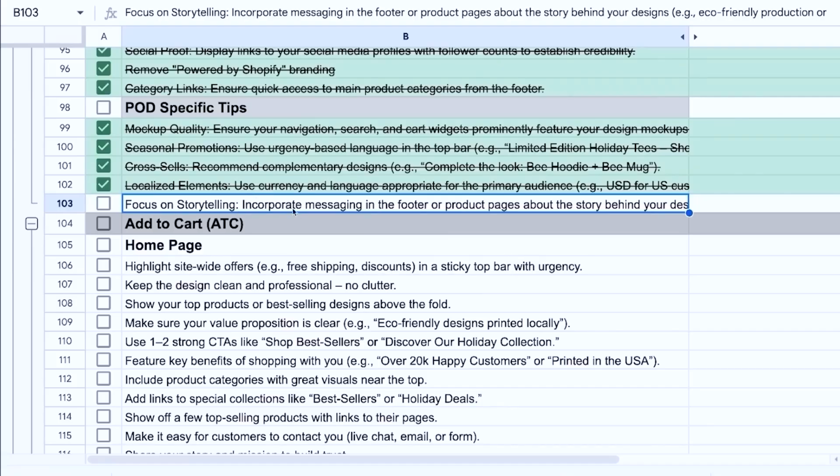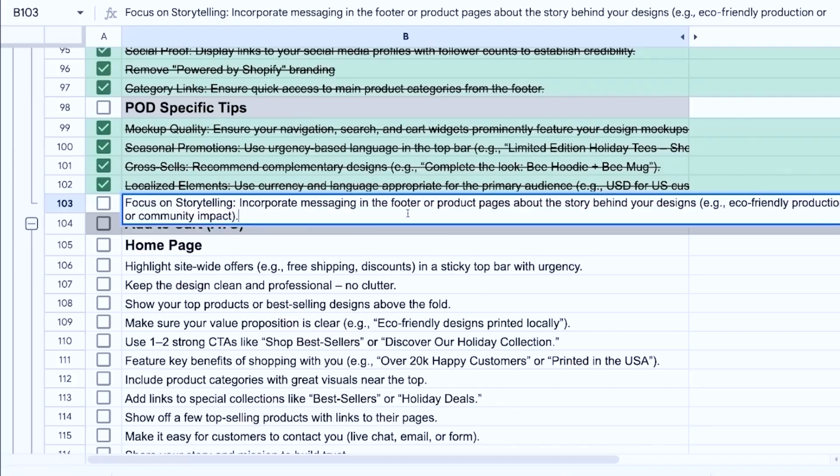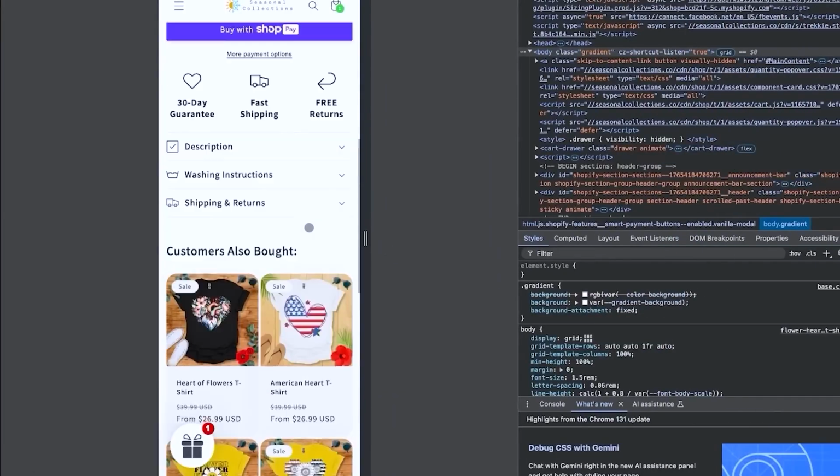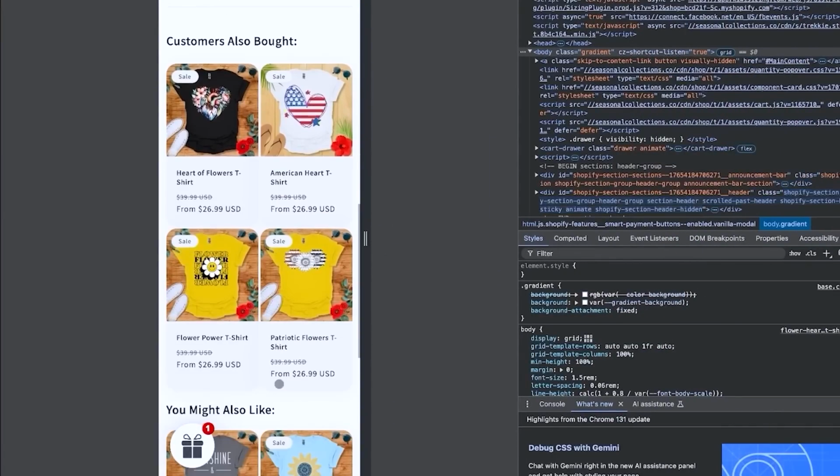Next, focus on storytelling, incorporating messaging in the footer of product pages about the story behind your designs. For example, like eco-friendly production or community impact. So this is a prime example of what we're sharing is just an example to get started.